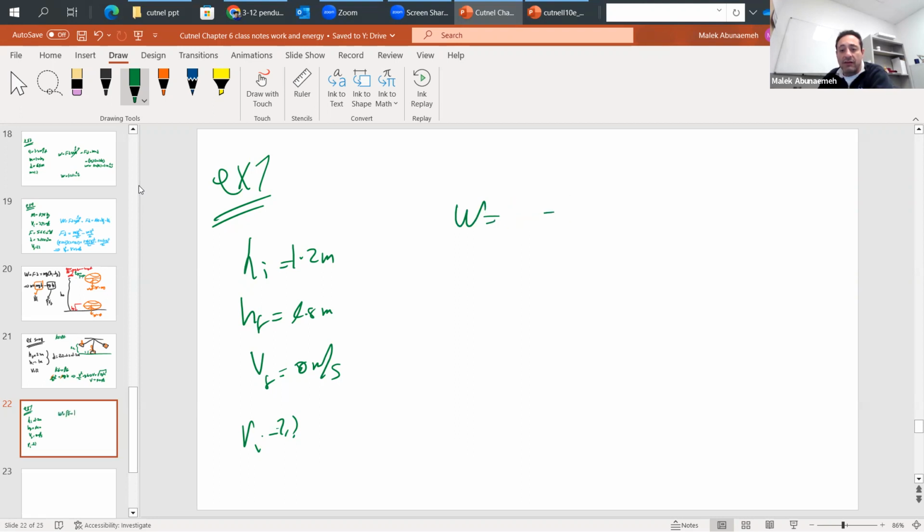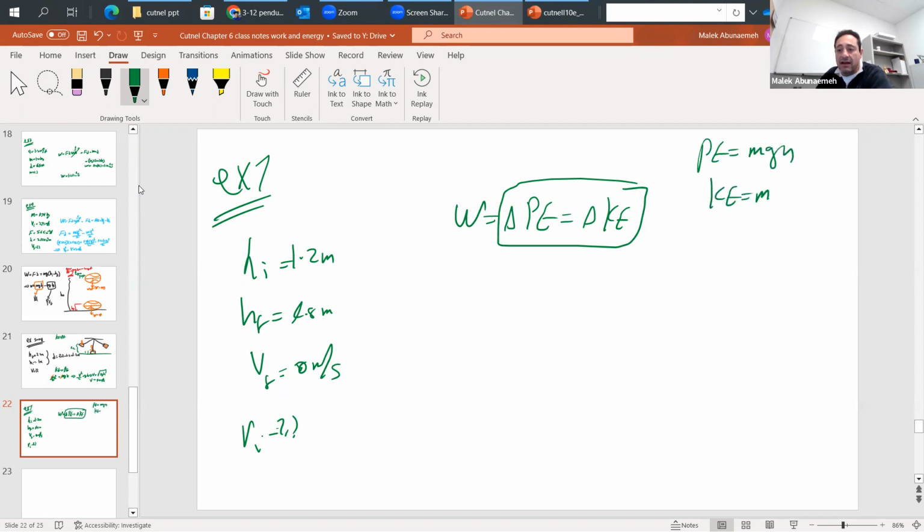Let me actually put the change in because you're getting the initial value. Your change in potential energy is going to equal your change in kinetic energy. That means taking these two and, again, using gravitational potential energy as mgh and kinetic energy as mv squared over 2. The mass is going to be the same, and gravity is not going to be different.